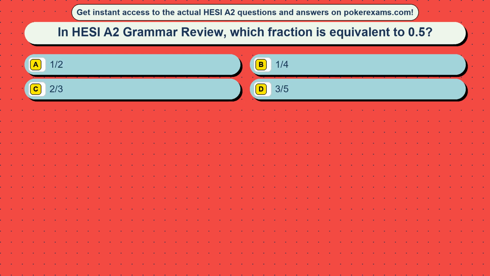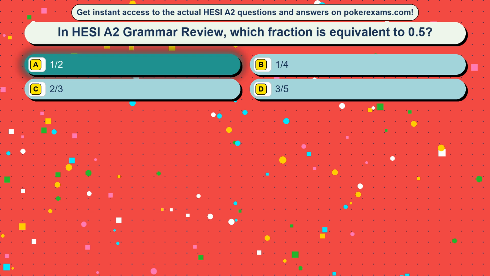Question 33. In HESI A2 Grammar Review, which fraction is equivalent to 0.5? Option A half, option B quarter, option C 2/3, option D 3/5. The correct answer is option A half.